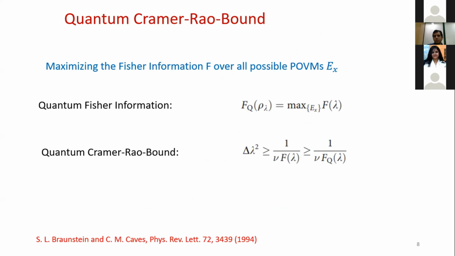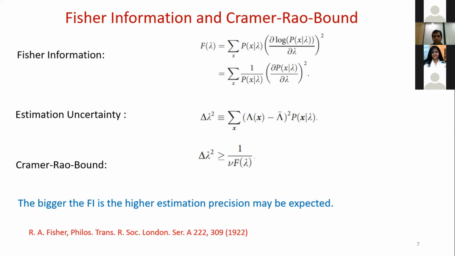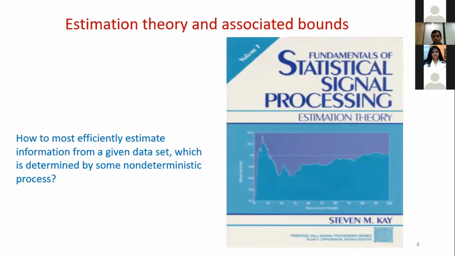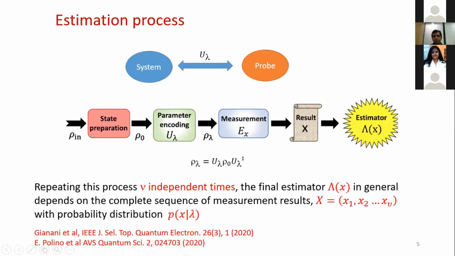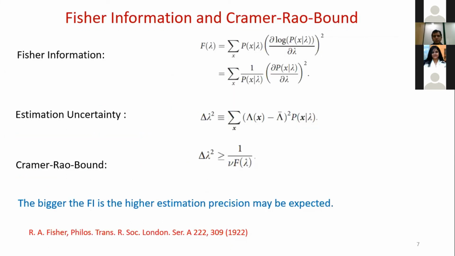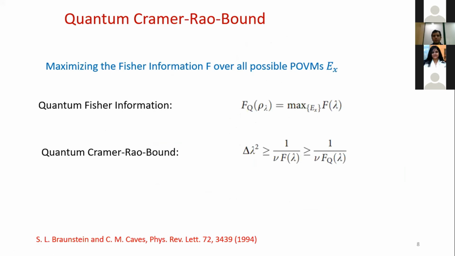Over here, we are taking a fixed probe and a fixed set of measurements. So we get this bound, which is that the variance is greater than or equal to 1 over the Fisher information. If we extend this notion to quantum mechanics, we can maximize this Fisher information over all possible POVMs. And this defines the quantum Fisher information. By definition, the quantum Fisher information is greater than or equal to the classical one because it maximizes over all the POVMs. So this gives us a bound at the quantum mechanical level that of course gives us a better precision.